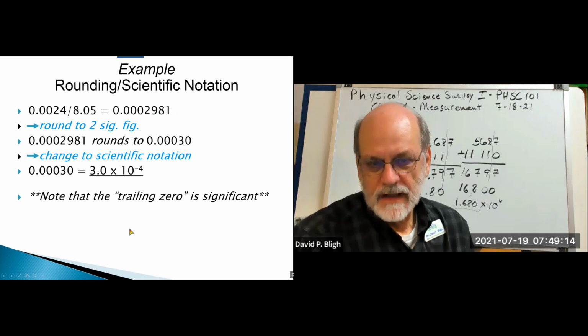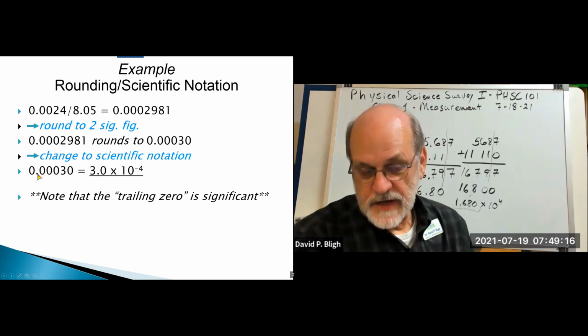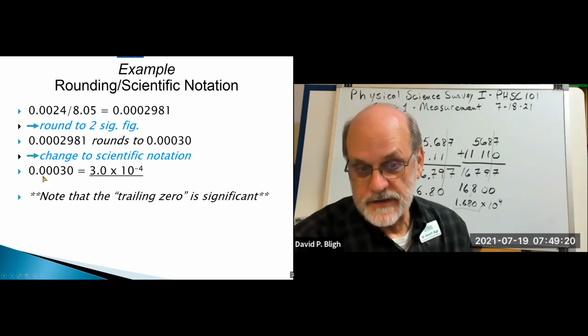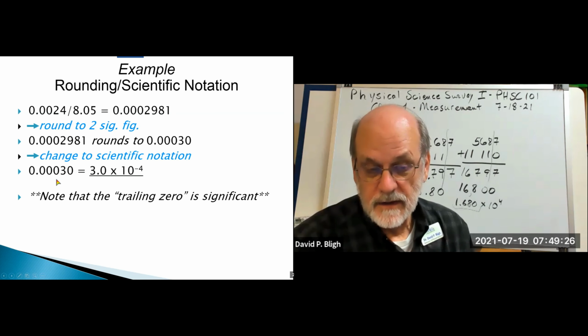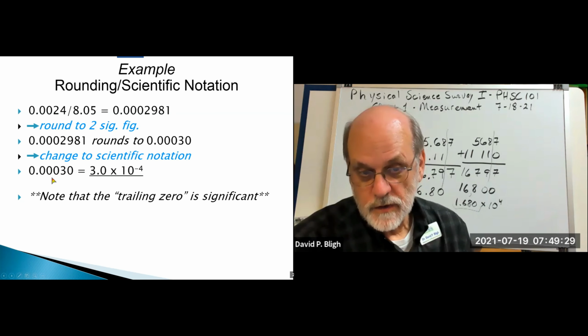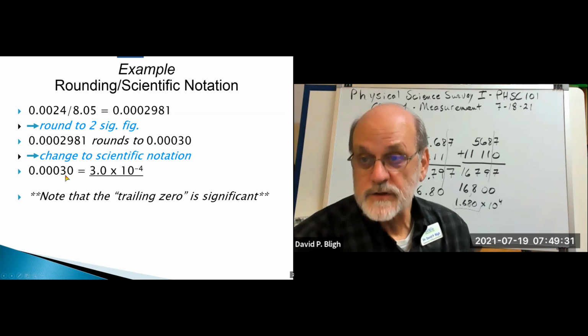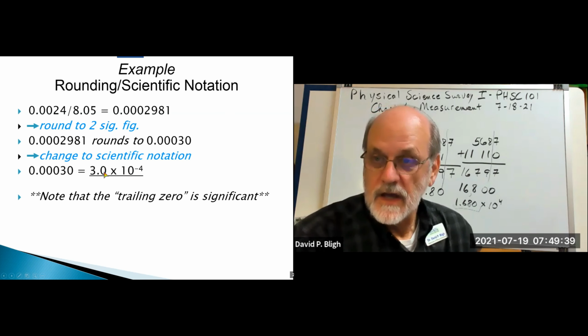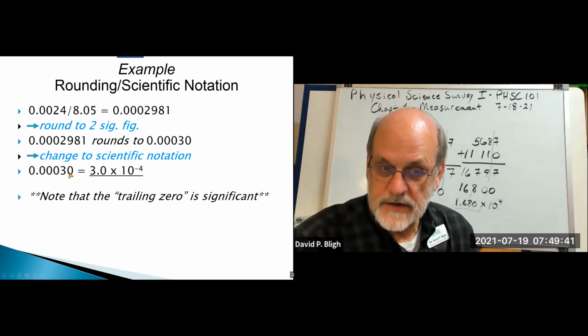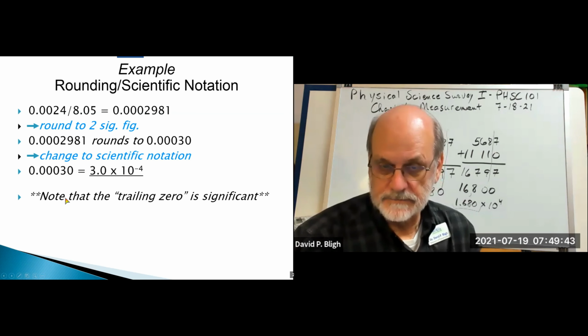Notice in this one, this number, 0.00030, the last zero is significant, so we have to keep it. So we move 1, 2, 3, 4 places to the right, which means a negative power of 10, 10 to the minus fourth. And then we have 3.0 here as our coefficient. We keep that 0 because in this number, it is significant.